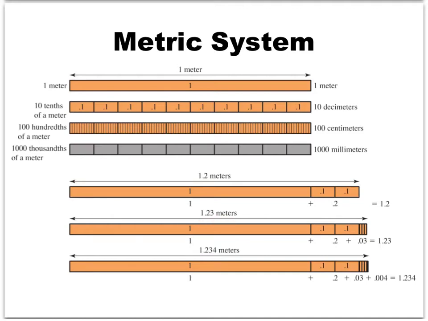1.23 meters means I've got 1 meter and then 2/10 of a meter and then 3/10 of a meter. So put all those together, that's 1.23 meters. 1.234 meters means I've got 1 meter, 2/10, 3/100, and then 4 1,000ths represented there. So there's one way of representing decimals with simple pictures like this.